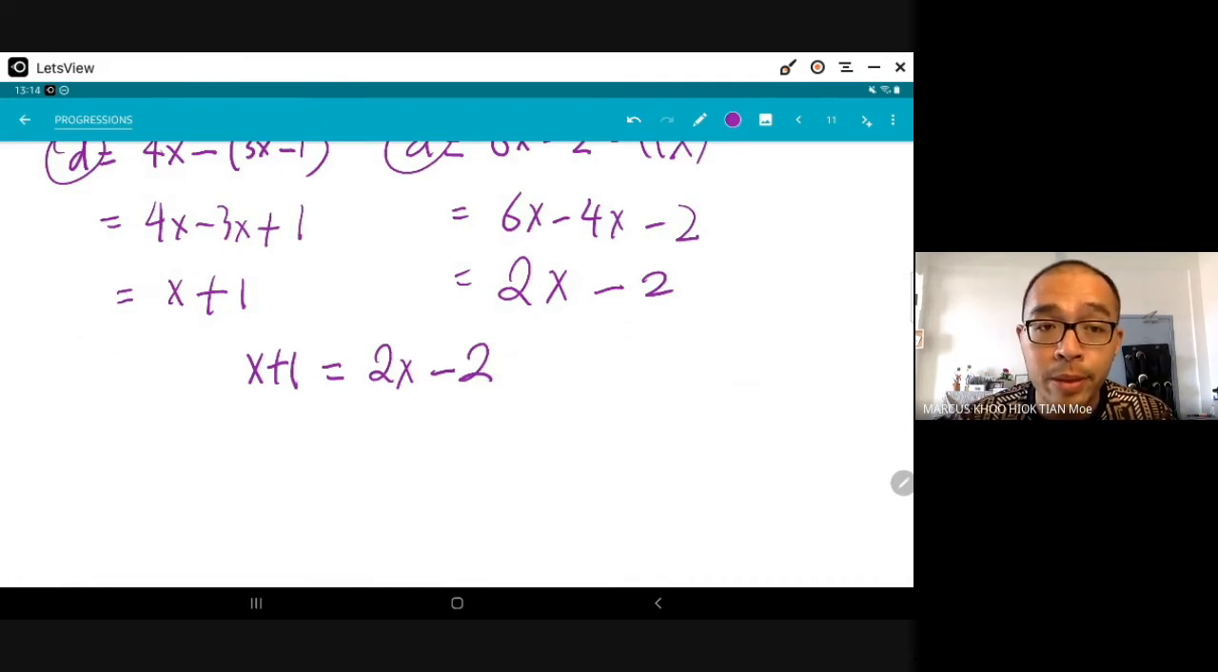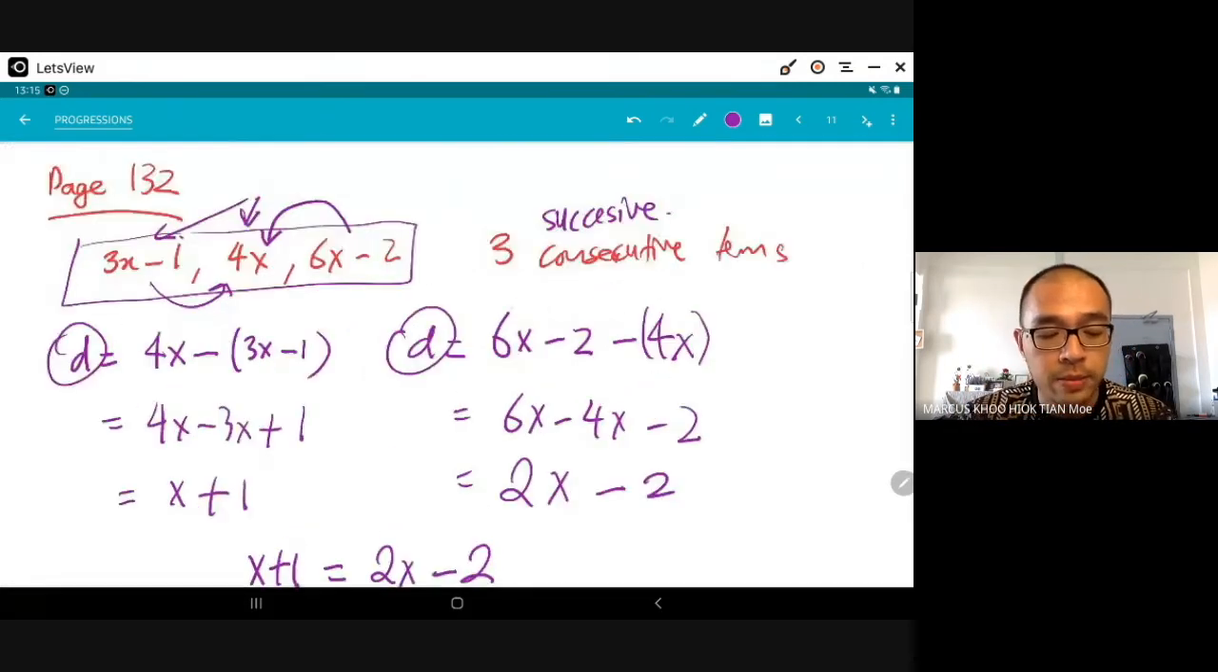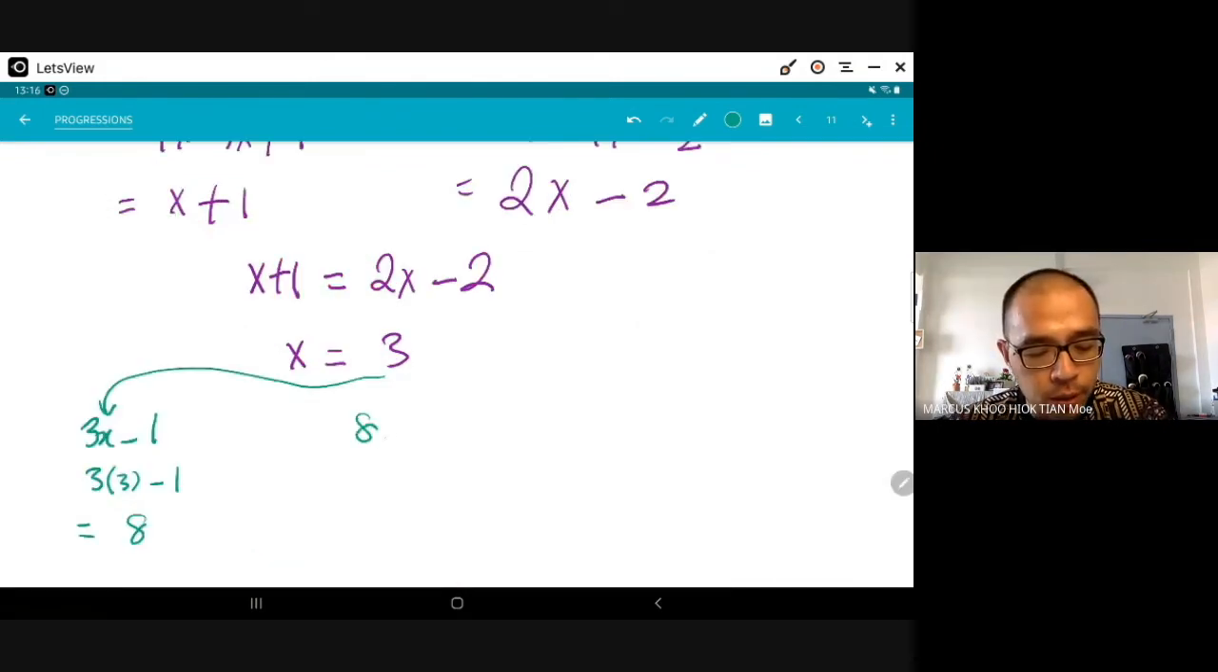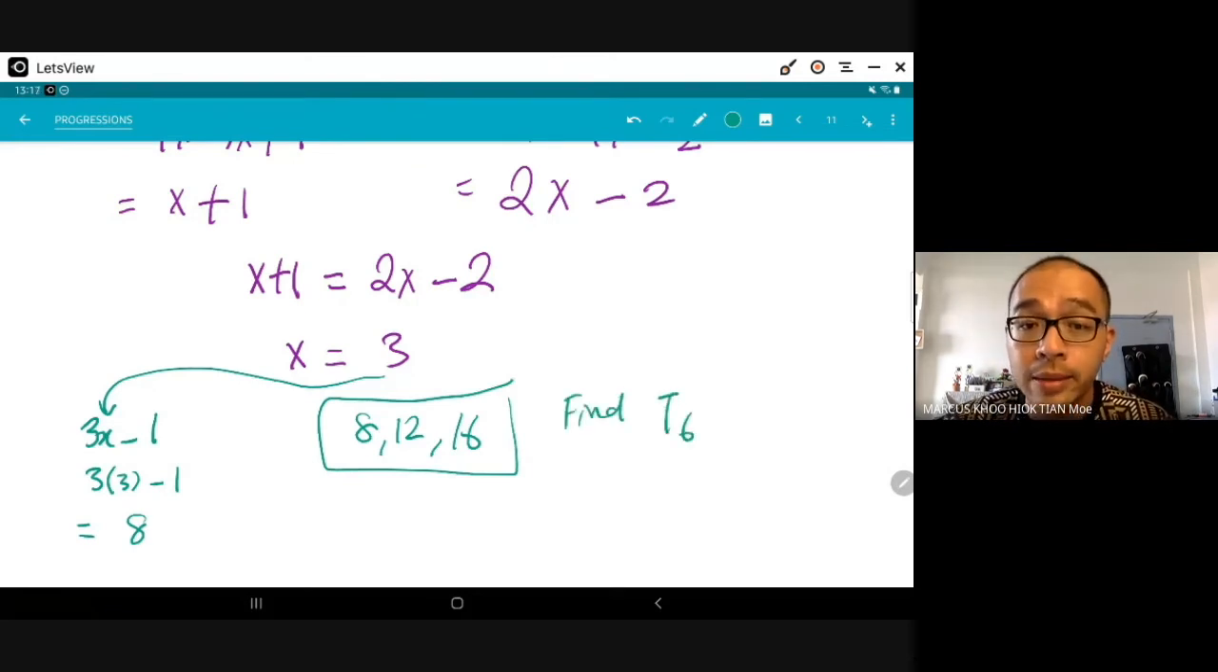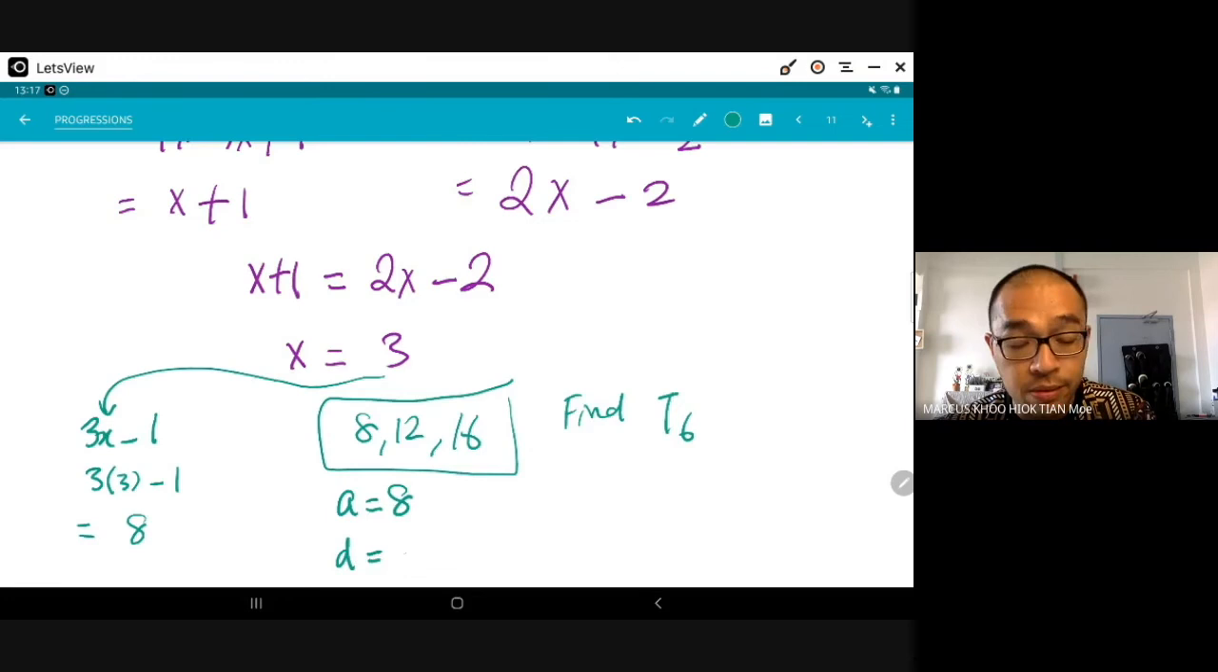Can you find the x for me please? Yeah, okay, x equals to 3. Be very careful with this guys. Okay, kalau x equals to 3, kita tahu sudah. Okay, I can know what is the individual value. Okay, can you tell me please? Kalau x sama dengan 3, what is the first term, what is the second term, what is the third term? Apa ini, apa ini, apa ini? 8, 12 dan 16. Tapi tengok soalan cakap find T6. Boleh sudah lah kan? Okay, we know that now our A is 8, our D is plus 4. Can we find T6? Can.